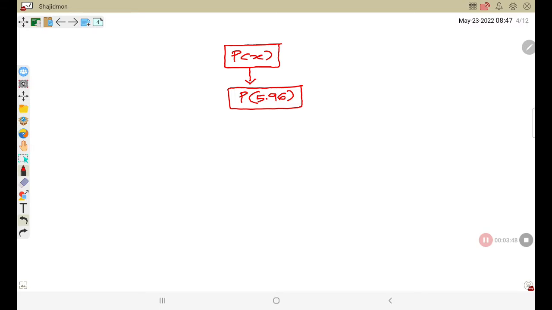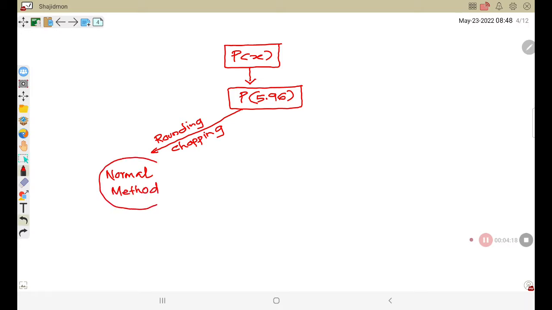When calculating this polynomial value, in this section we are studying 3 ideas for calculating the polynomial value. The first is either by using rounding or chopping technique directly, by the normal way, the regular method. I am just naming it the normal method.